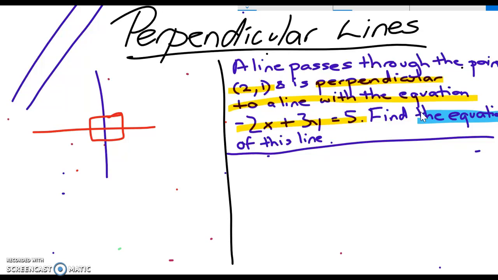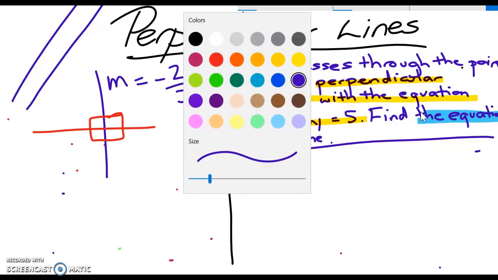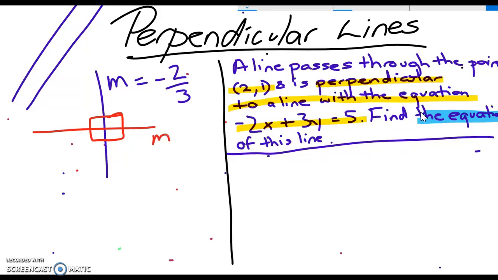The special thing about slope and perpendicular lines is that if we know the slope of one of these lines, say we know that slope is -2/3, then we know that the slope of the line that's perpendicular to it is what is called the negative reciprocal. You flip the slope and you change the sign. So if it's a negative sign, you change it to a positive. If it's a positive sign, you change it to a negative. So flip the slope and change the sign.